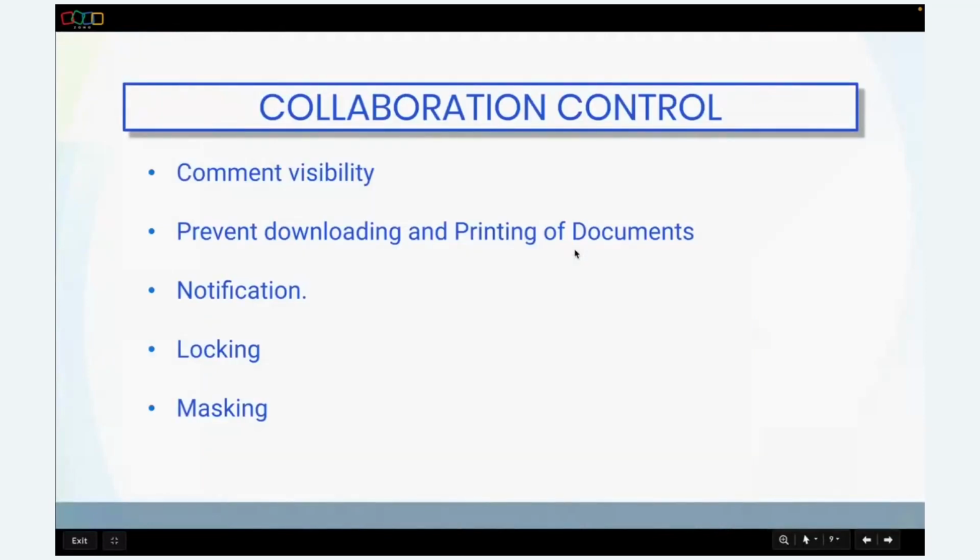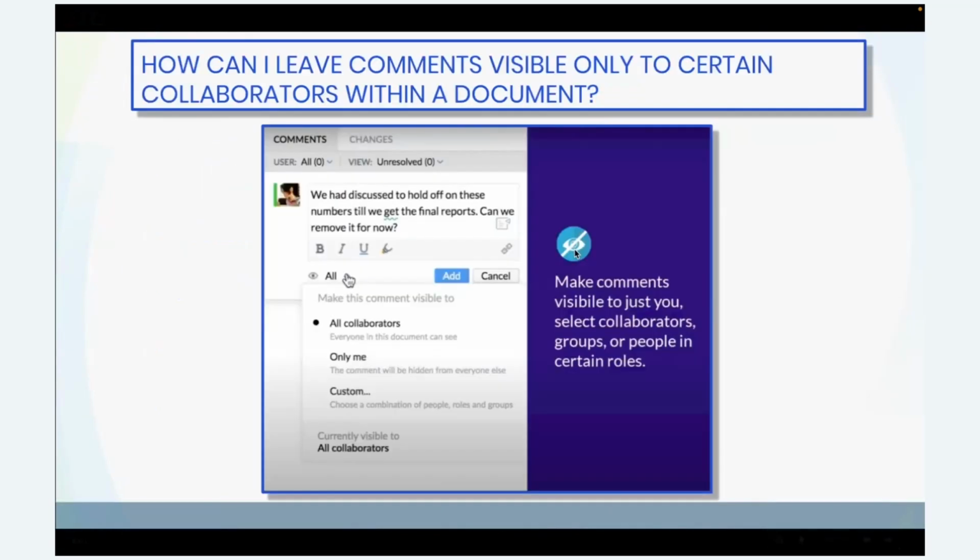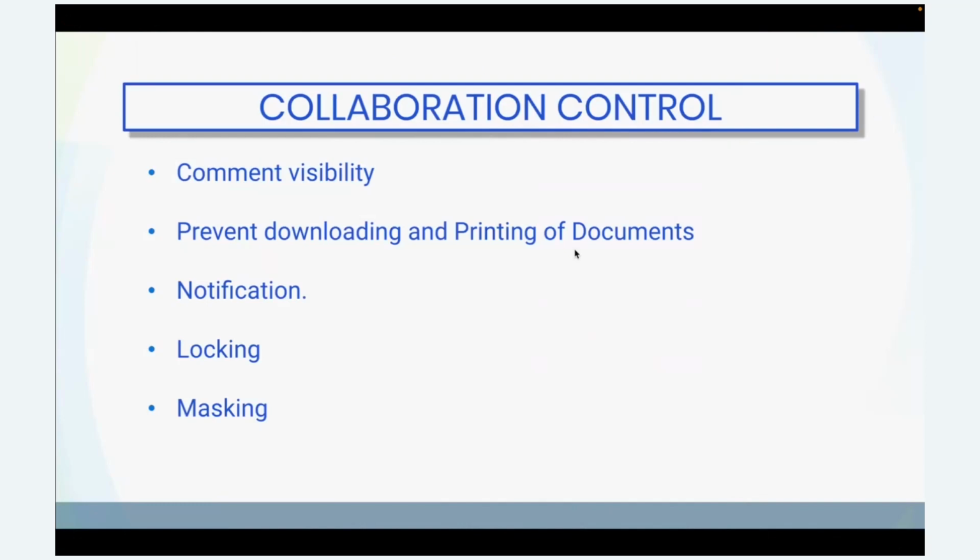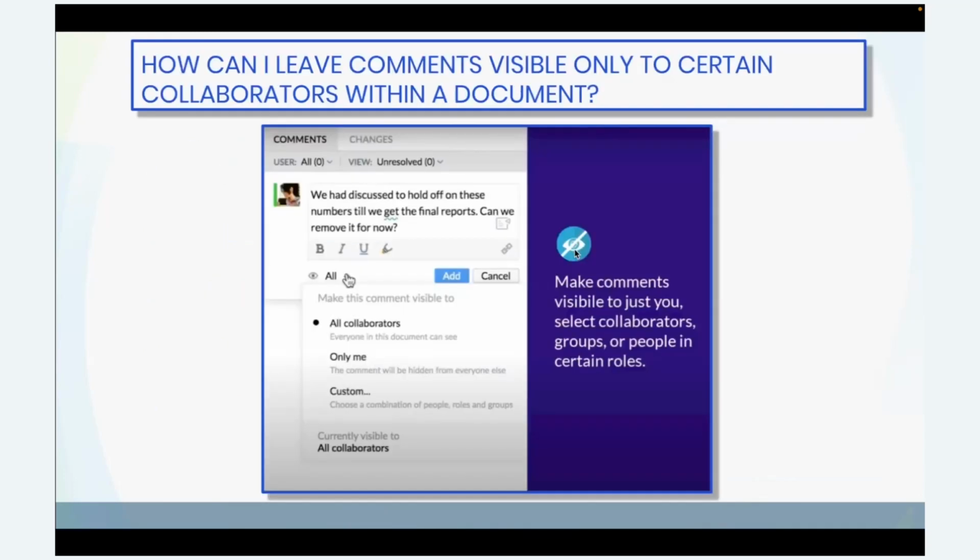And the next section would be collaboration control. Here in this section, we will check out how we can collaborate easily by adding some content controls like locking the data and preventing downloads, and also commenting using the comment feature by restricting it for some users, and now it will be only visible for some. So these options will be checked under this feature.